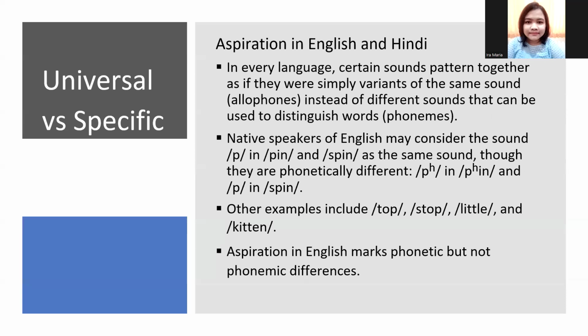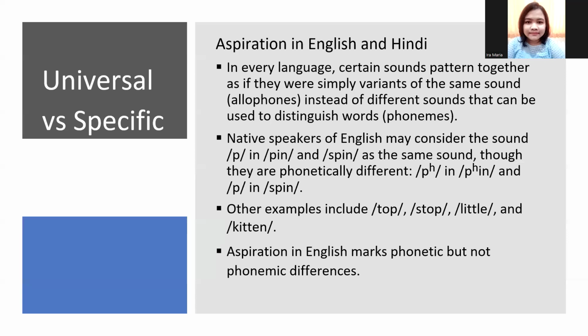Aspiration in phonology refers to the presence or absence of a puff of air that accompanies the release of certain consonant sounds. In every language, certain sound patterns group together as if they were simply variants of the same sound, or allophones, instead of different sounds that can be used to distinguish words, or phonemes. So a native speaker of English may consider the sound p in pin and spin as the same sound, though they are phonetically different.